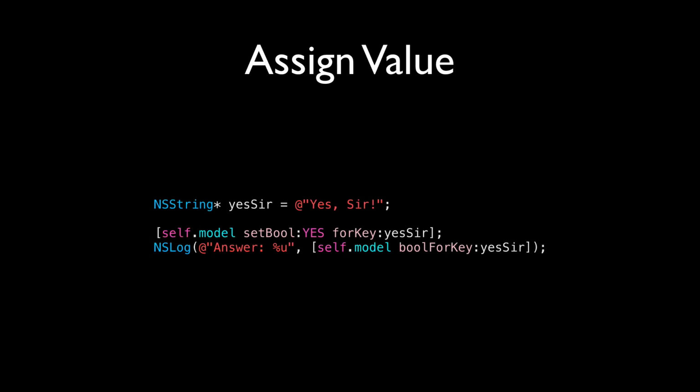So let's assign a value. Again, we have our yesSir key, just to make sure that we are using the same key for all assignment and access. And using the setBool method, we can assign a value. In this case, we set the bool to YES. And once that's done, the bool value with that particular key exists, and in the background the mutable number object is created and stores that value. And now we can access it again with boolForKey, and the answer will be, of course, YES.